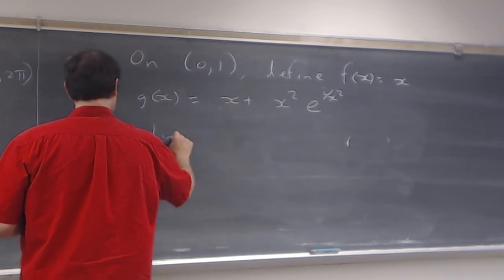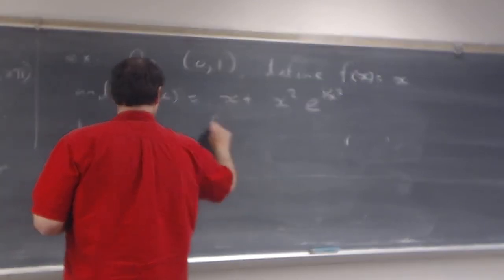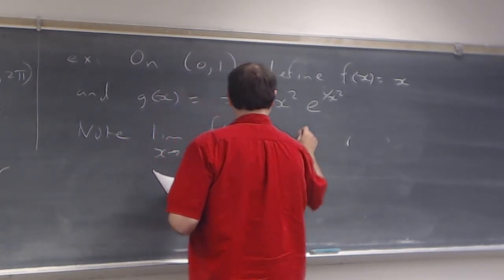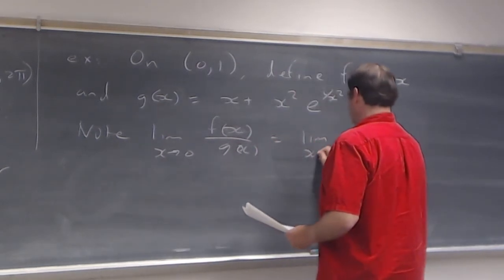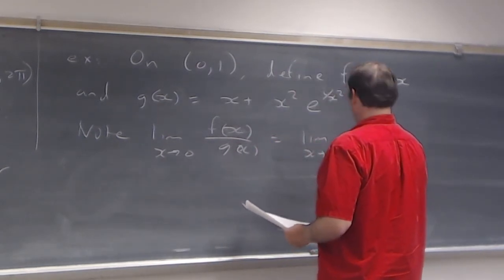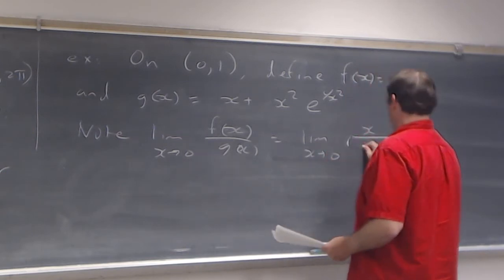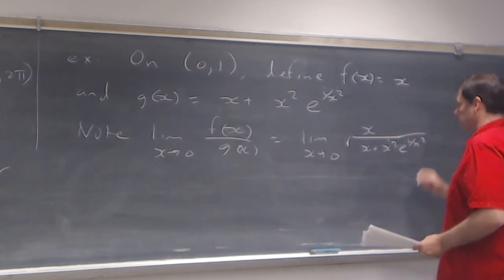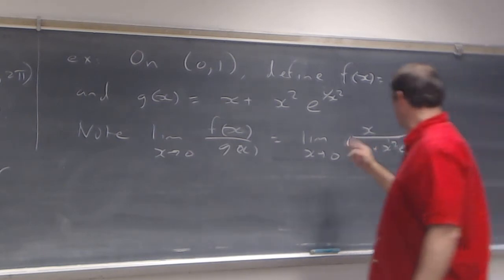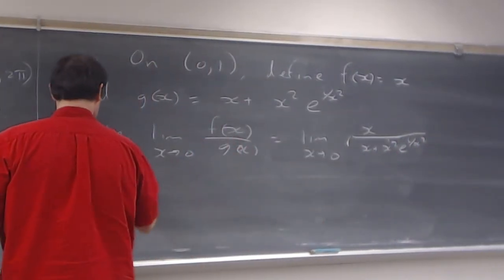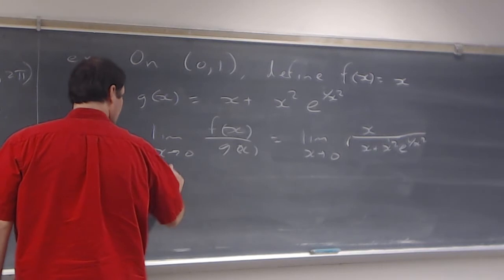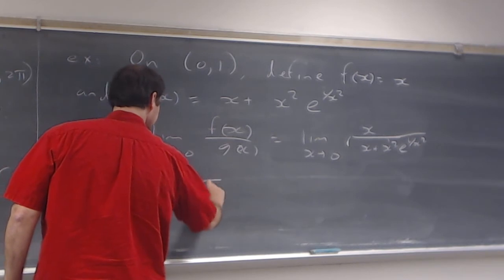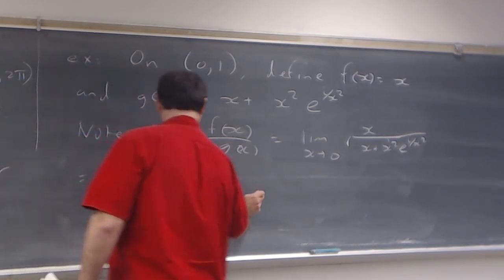So we know the limit as x goes to 0 of f of x over g of x is equal to the limit as x goes to 0 of x over x plus x squared times e to the i over x squared. Now you can factor out an x in the bottom, and that cancels with an x in the top, so what you get is the limit as x goes to 0 of 1 over 1 plus x times e to the i over x squared.